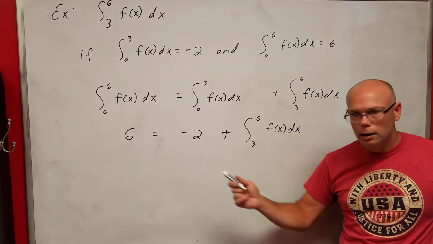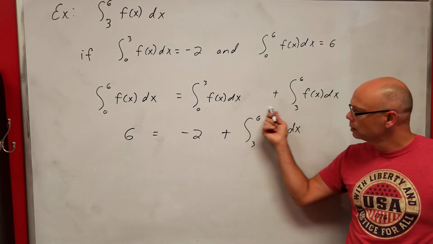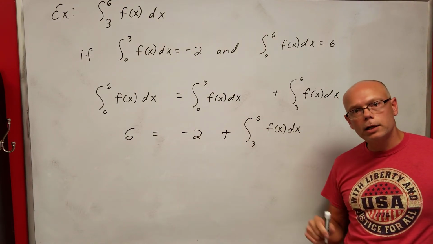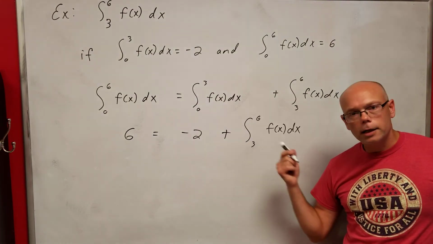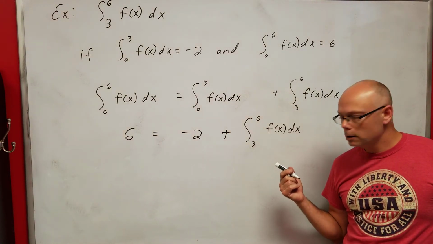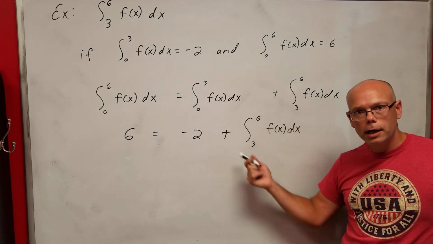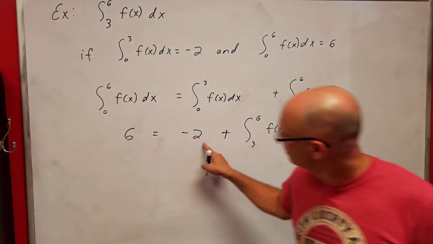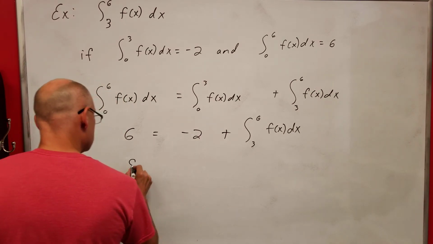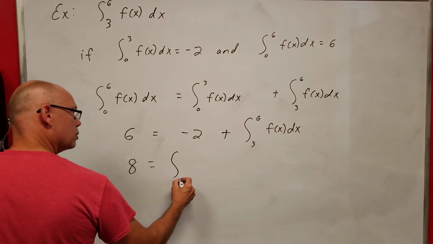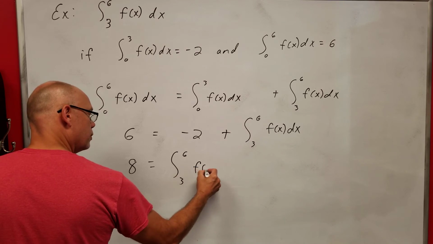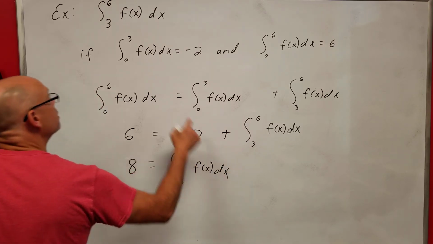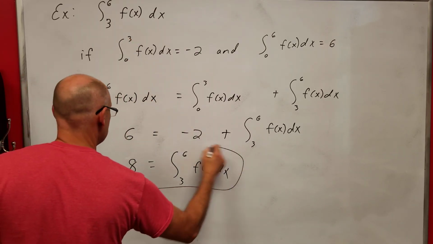What do I have here? I'm trying to find this part that's unknown and have an equation. I've been doing this since 8th grade, solving equations, right? Instead of x right here, you have an integral sign, but you still solve it the same way. You still add 2 to both sides. So 8 will be equal to the integral from 3 to 6 of f of x dx. And I found what that integral is. It is 8.